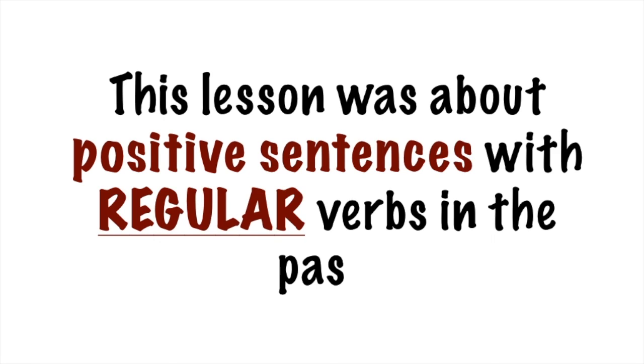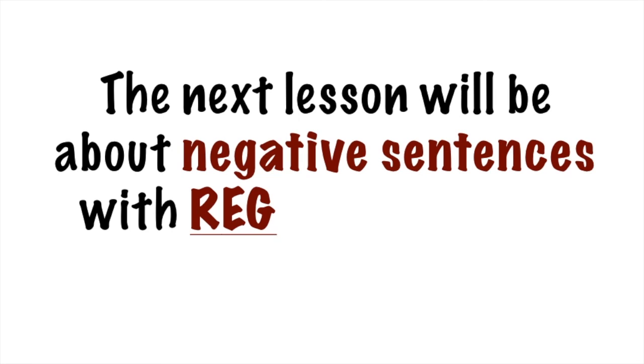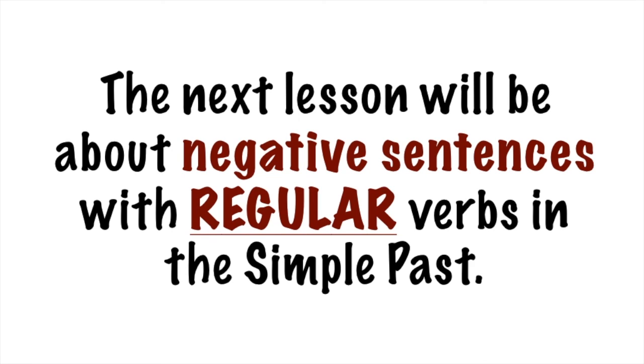Just to remind you, this lesson was about positive sentences with regular verbs in the past. The next lesson will be about negative sentences with regular verbs in the simple past. There are irregular verbs in the past tense, and we will talk about that in one of the next lessons.